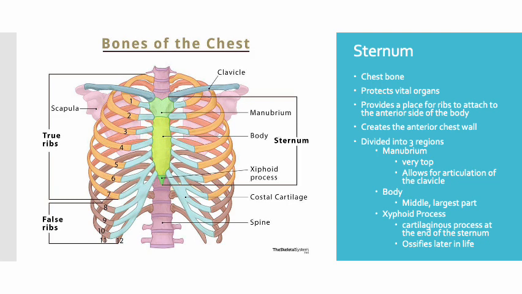And then the very bottom, you have the xiphoid process. The xiphoid process is a cartilaginous process at the very end of the sternum. It starts off soft, and then it ossifies or hardens as you get older. And the main thing with the xiphoid process is it's the site for CPR. So if you're going to do CPR on somebody, you're looking for the xiphoid process to start your chest compressions.